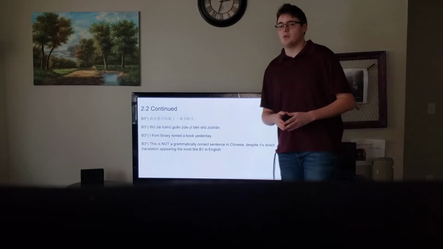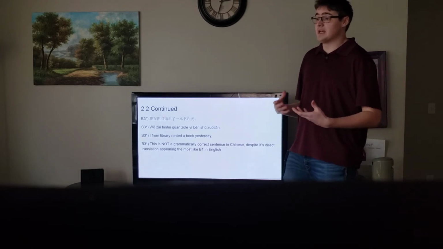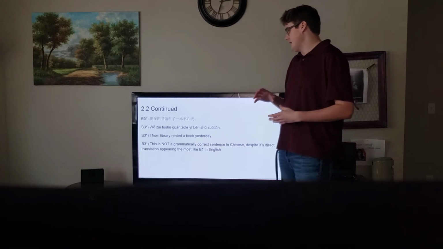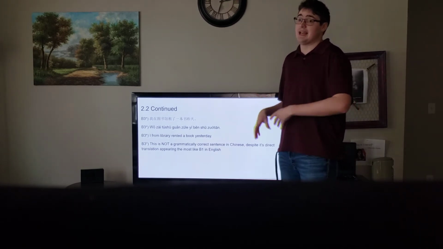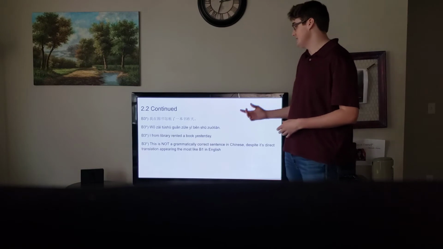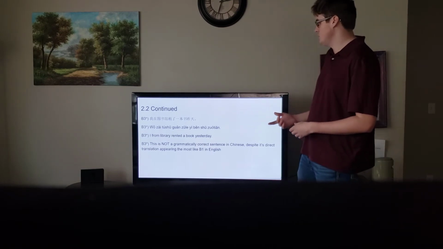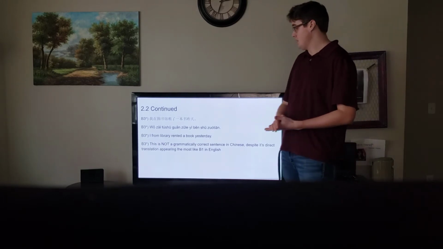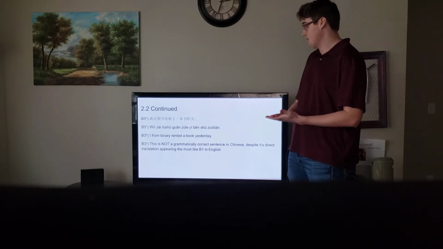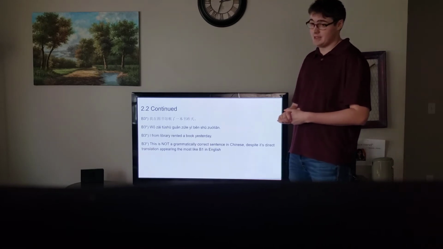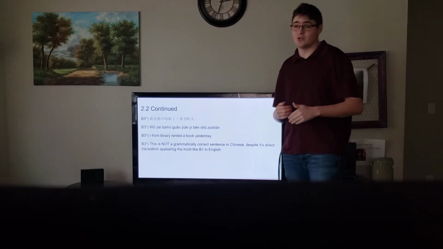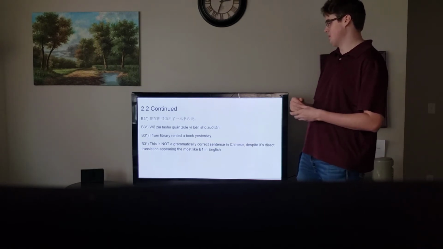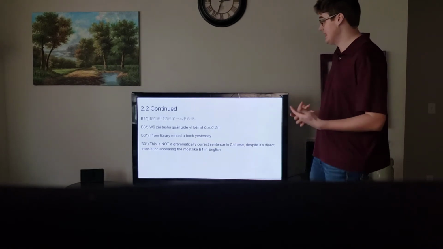So one would think we would be able to do the exact same thing for time expression in Mandarin as we do for English and put yesterday, or the time expression, at the end of the sentence. However, a sentence like 我在图书馆读了一遍书昨天, I from library rented a book yesterday, is actually grammatically incorrect in Chinese, despite its direct translation appearing the most like B1 in English.